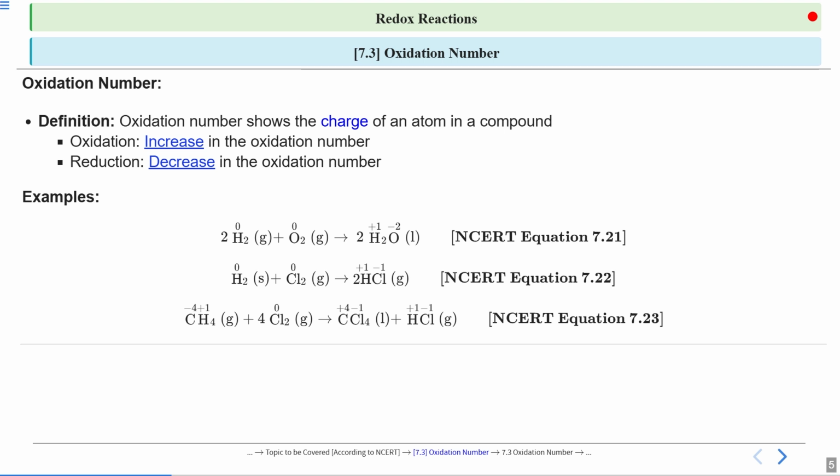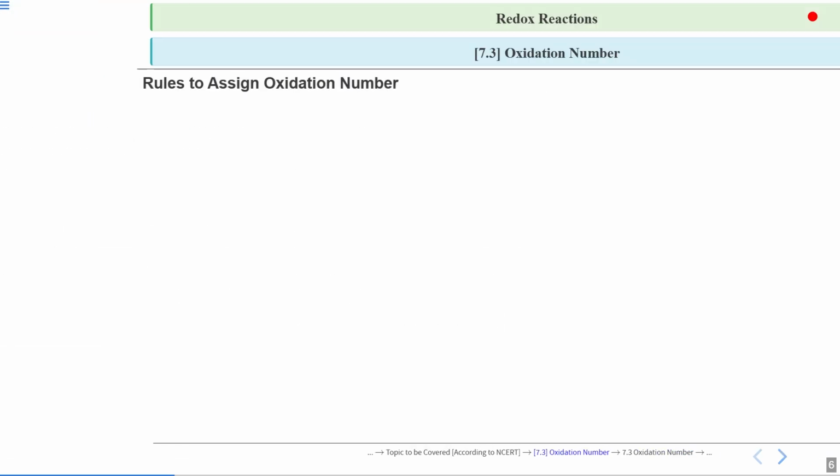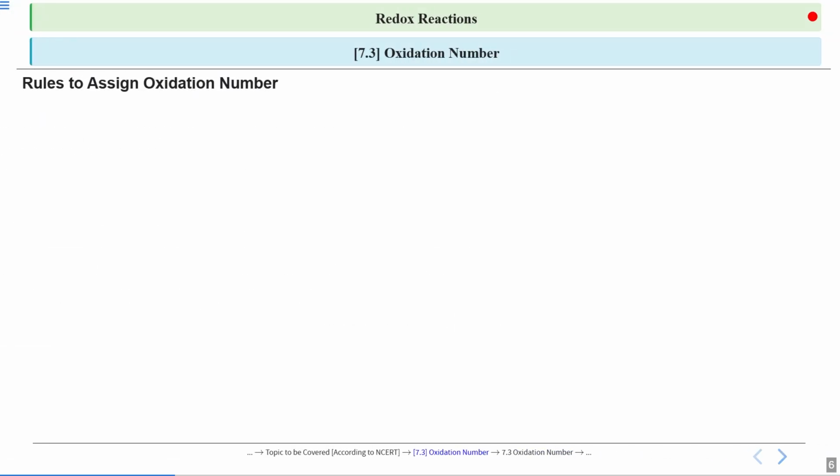So I hope the oxidation number in terms of increase and decrease for oxidation and reduction respectively is clear to you. Now, how can we assign the oxidation number to any chemical species? How are we finding that this particular compound has an oxidation number of 0? So there are typical rules to assign the oxidation number.